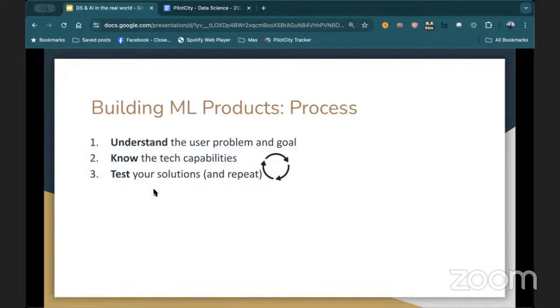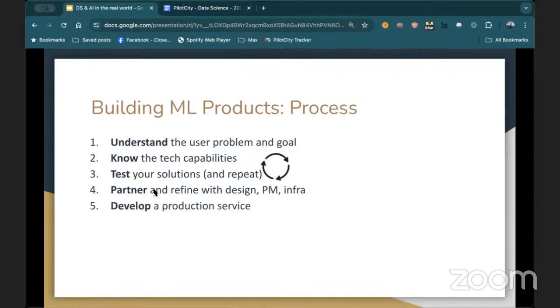And we try this method, we try that method, we measure, and we analyze, and we repeat. And then we partner and we refine, we come up with a design for it, we figure out how it works with the infrastructure, and we develop a production service. These are APIs, which I don't know if you're familiar with. Then we integrate it, we work with engineering, we A/B test it.